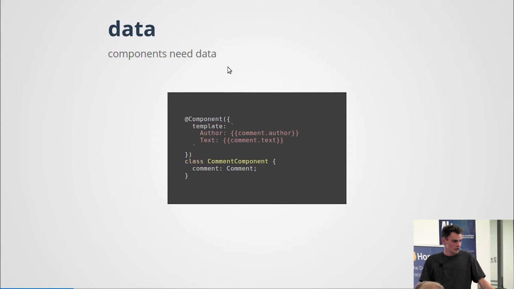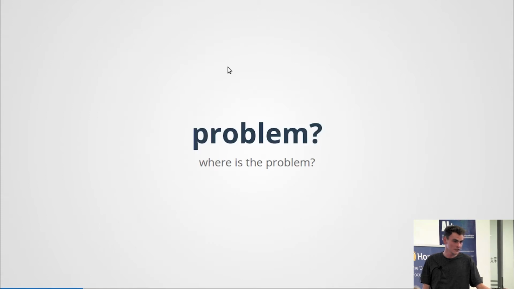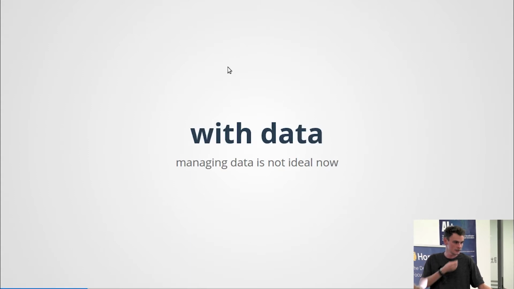So the thing is how to put the data inside the component. We can provide it directly using our REST endpoint and stuff like this. As you can see, we use the HTTP service. We hit the endpoint to get the data. We parse the result to get the JSON. We subscribe, and then we put it into a property. And that's it basically. Now there is a problem, because you have this data bound to the component.